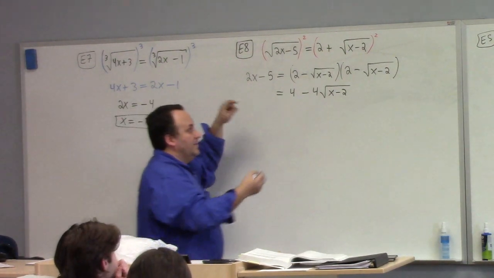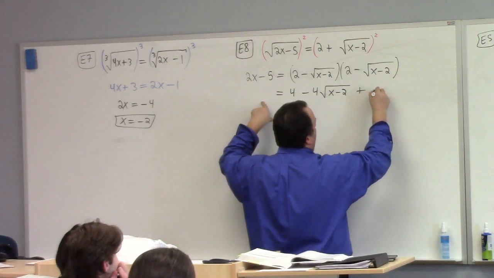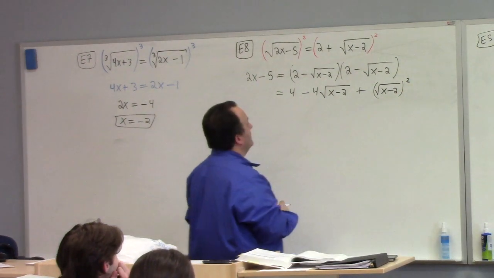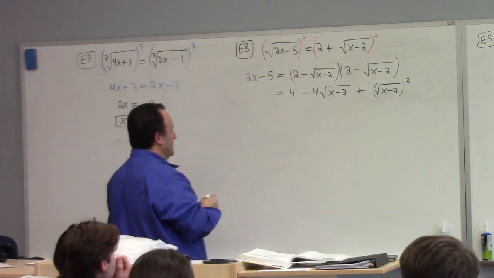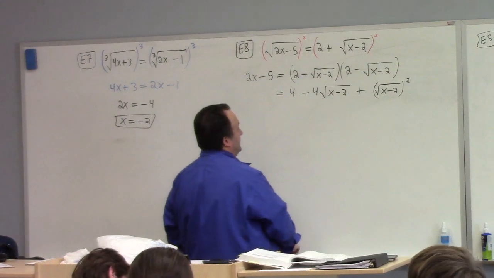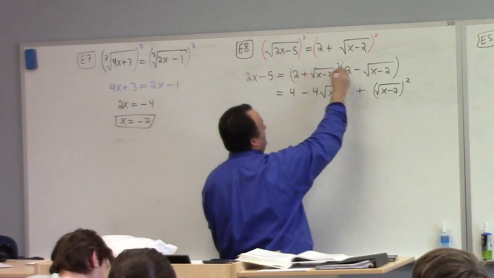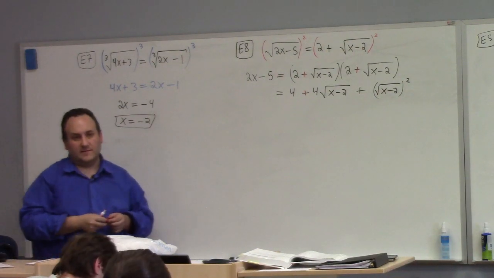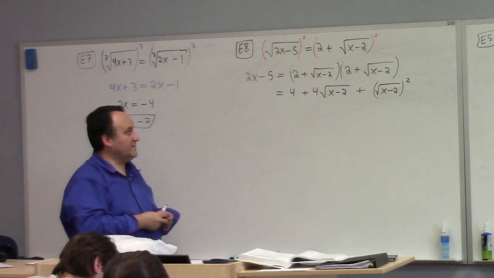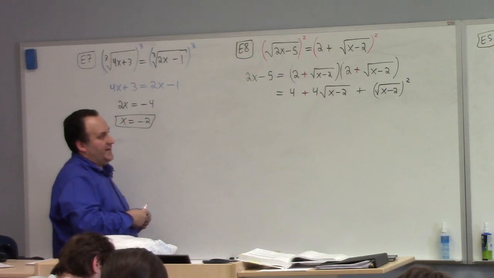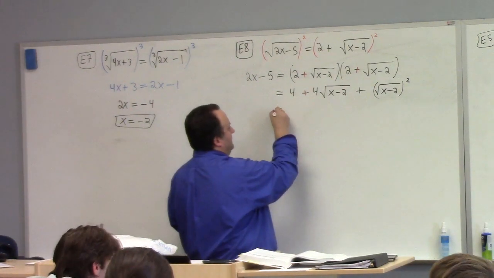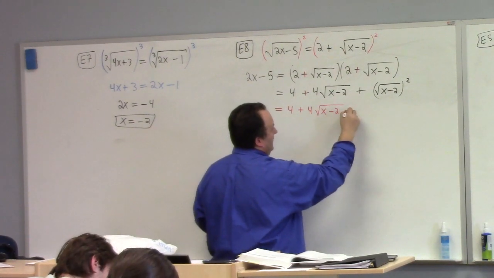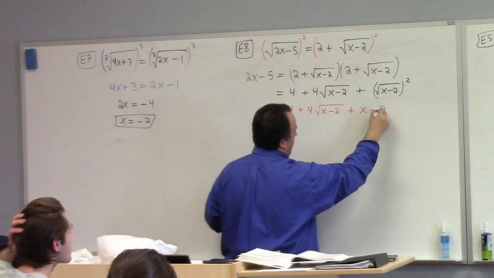And then what? Why are you doing 2 minus the square root of x minus 2 instead of 2 plus? Aw, man. That's a good question. I can fix it. There we go. Thank you, I do appreciate the correction. And so what happens? You've got 4 plus 4 times the radical x minus 2. And then that's x minus 2 again, yeah?